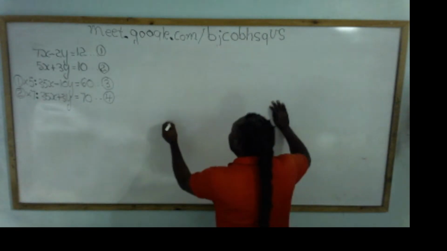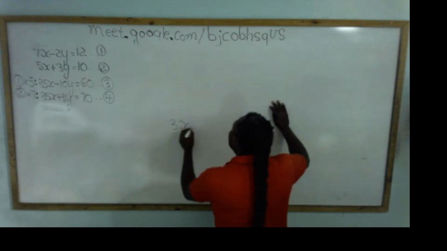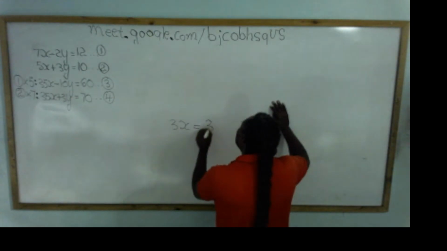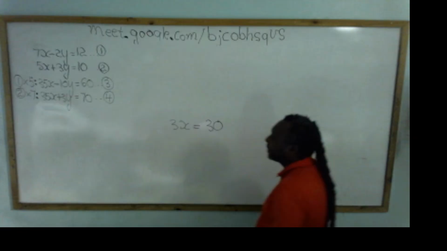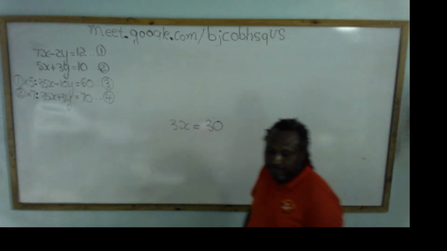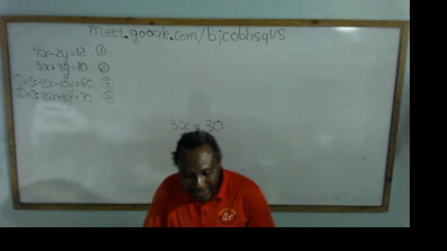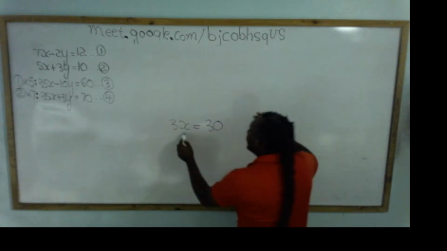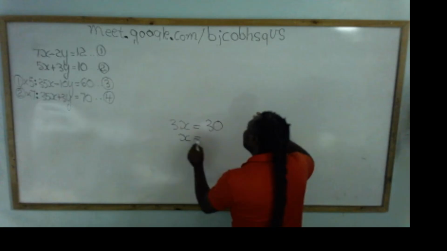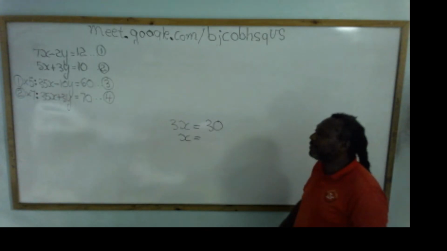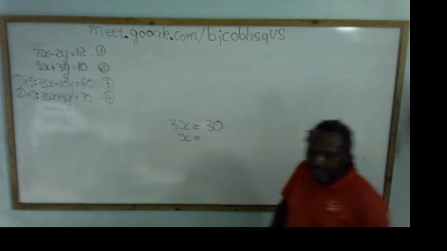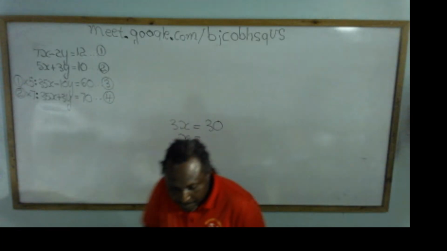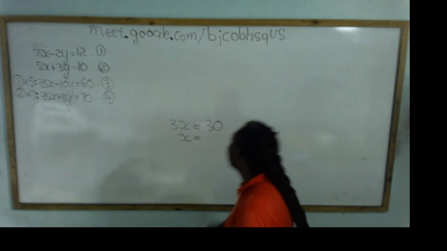Let's say you have an equation like 3x is equal to 30. No one is ready. Okay, let's try this then. 3x is equal to 30, then x is equal to what? If 3x is equal to 30, what is x equal to? Perfect. x is equal to 10.